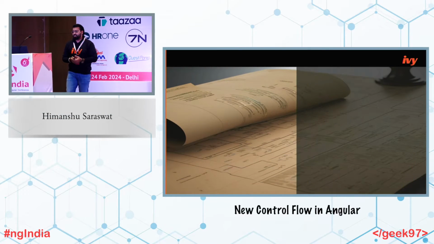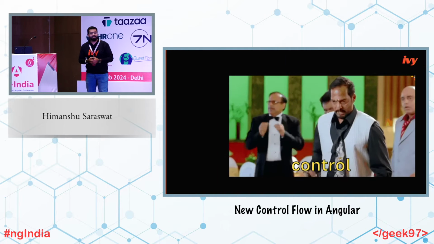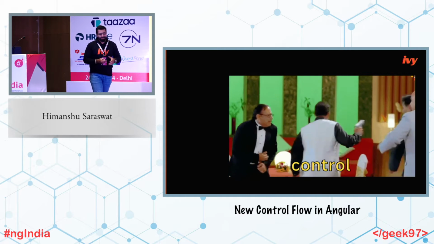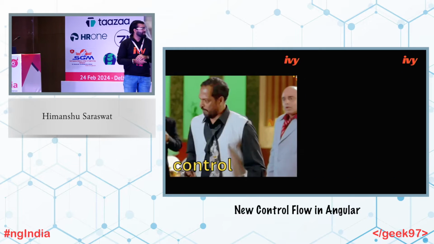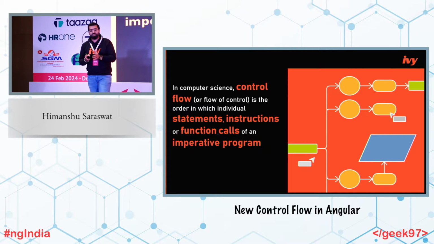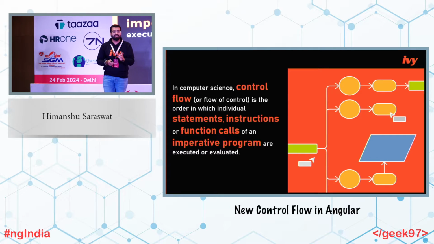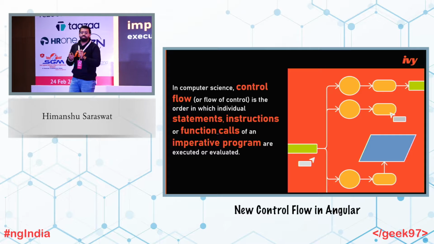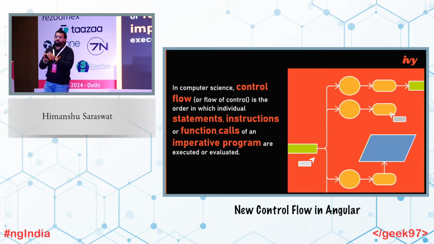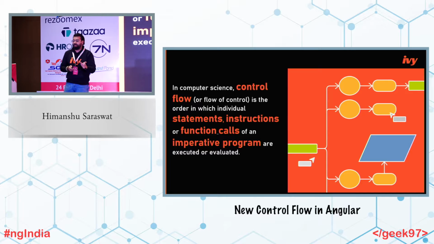So what is actually control flow? What comes to your mind? Something like this that we generally see. But let's get to a more sciencey definition of it. In computer science, control flow or flow of control is the order in which statements, instructions, function calls of an imperative program are executed or evaluated. Now, this keyword imperative is the most important to follow because this is what differentiates an imperative program from a declarative program. So control flow features you will find only in imperative programming languages.